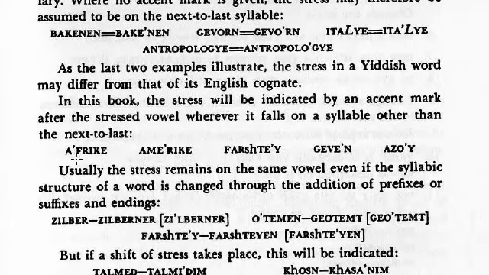If the stress falls on a syllable that is not second from the last, it will be indicated in this textbook. Afrika, Amerika, versteh, here's the last syllable, gewen, again the last syllable, azoi, again the last syllable, not azoi, which you would assume from the rule that we mentioned before, that it falls on the second syllable from the last. So the book will indicate where the accent is if it falls outside that rule.